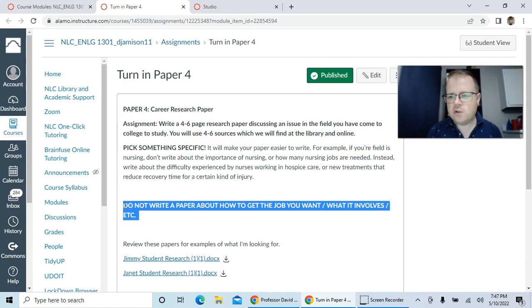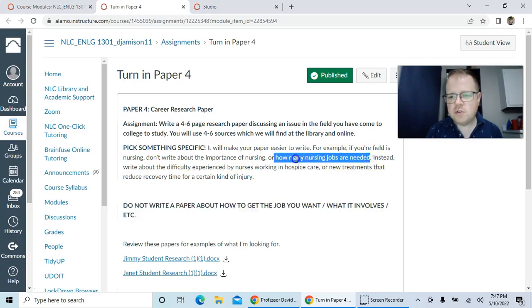So if you're going to try to be a nurse, the example I have here talks about that. If you're going to do nursing, don't talk about how to become a nurse or how many nursing jobs are needed. You can talk about something like the nursing shortage and what's causing it and the solutions to it, but don't tell me that it's a growing job, because I'm not interested in that.